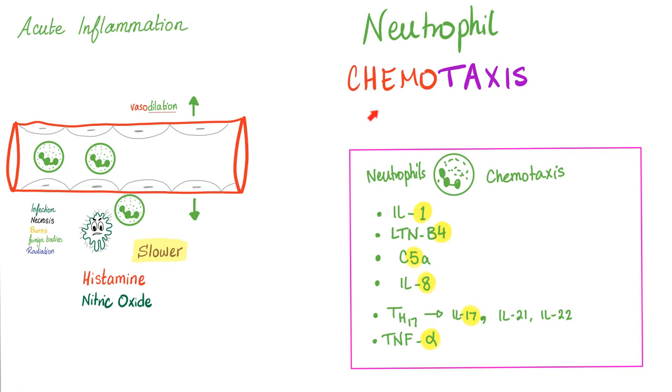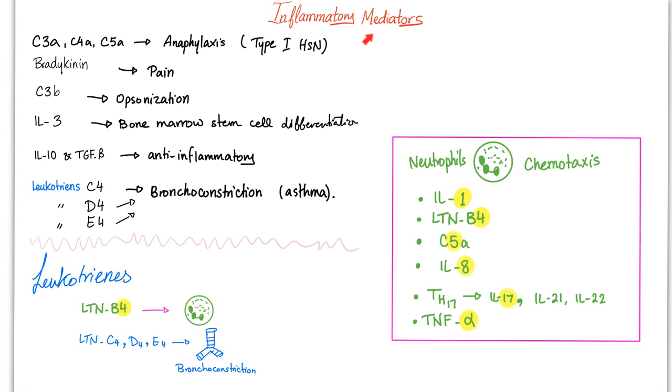How do I recruit employees? How do I recruit neutrophils? You need neutrophil chemotactic factor. I love this word. What does chemo mean? Chemical. What does taxis mean? Recruiting. Movement. So basically I'm attracting the neutrophils by chemicals. What kind of chemicals? 1, 4, 5, 8, 17, and alpha. Interleukin 1, leukotriene B4, C5a, interleukin 8, Th17 and interleukin 17, TNF alpha. These are the most important inflammatory mediators. You need to memorize every single word here.